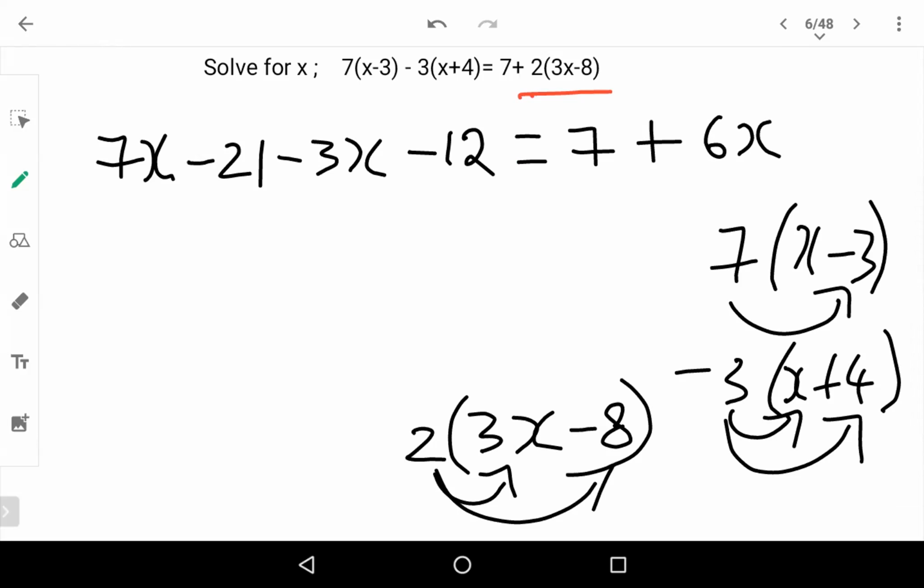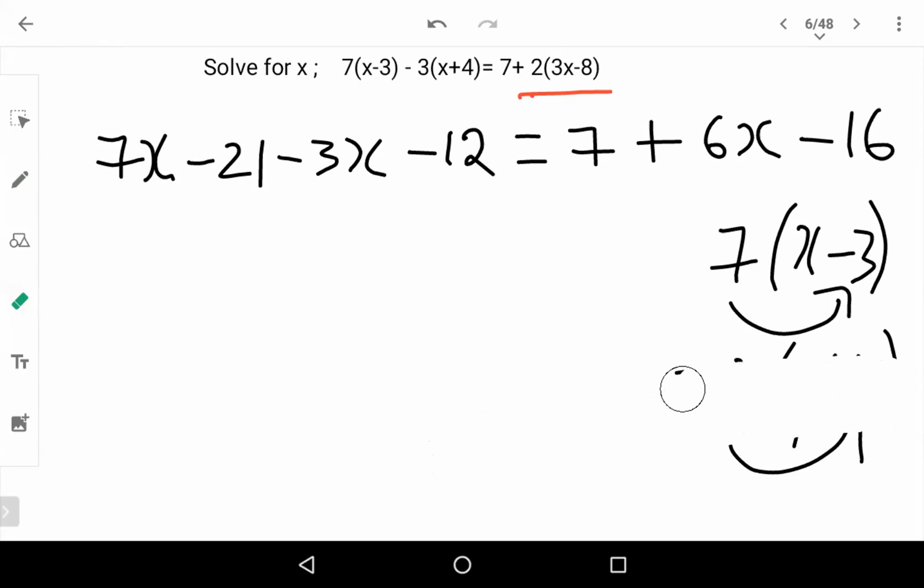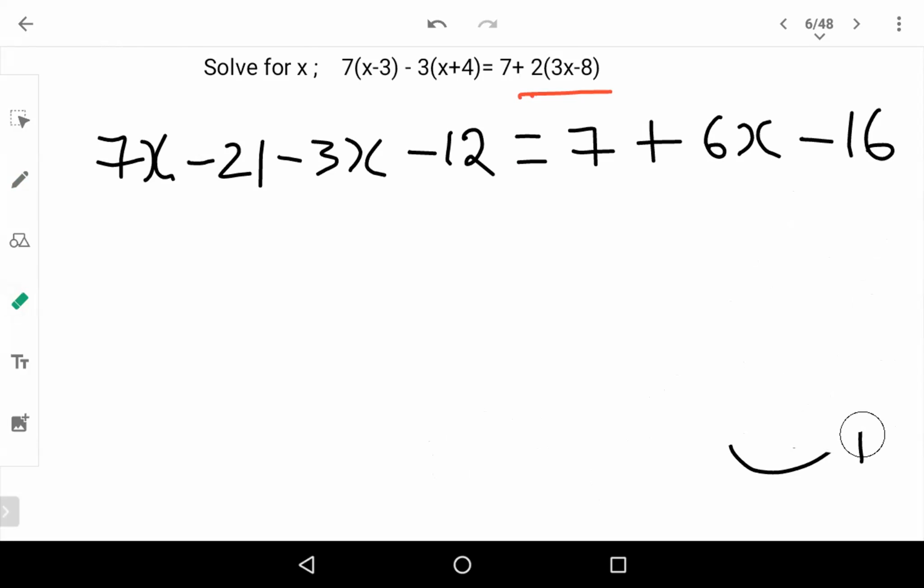Okay. So what will you get? 8 2s are 16. So what will you have here is 2 into minus 8. We are not taking plus 8, we are taking minus 8. So it's going to be minus 16. Understood step number 2? Yeah, you'll have minus 16 there.